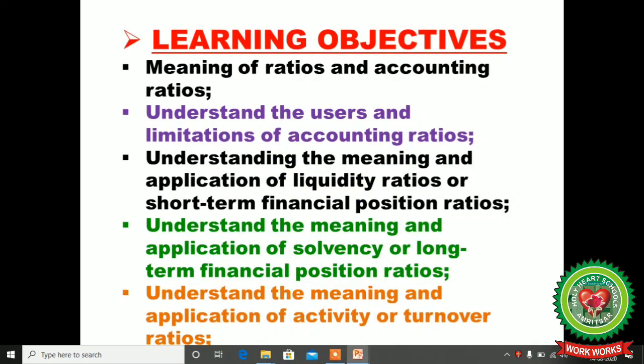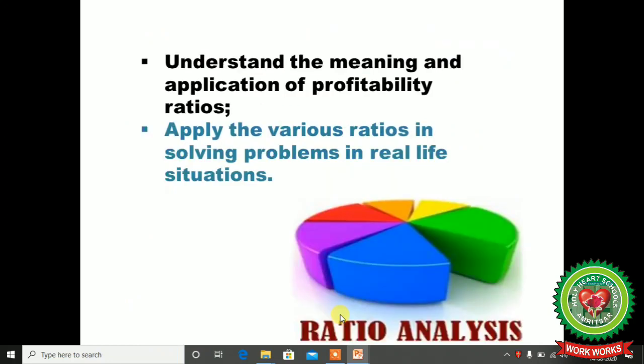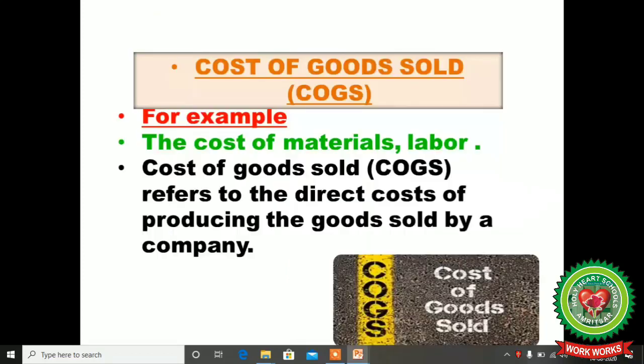So first of all, see the learning objectives: meaning of ratios and accounting ratios. Understand the uses and limitations of accounting ratios. Understand the meaning and application of liquidity ratio, and the meaning and application of solvency ratio. Today's topic is activity ratio. Understand the meaning and application of profitability ratio and apply the various ratios in the problem. So first of all, know about the key terms.